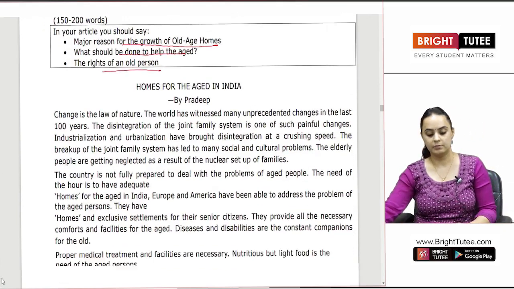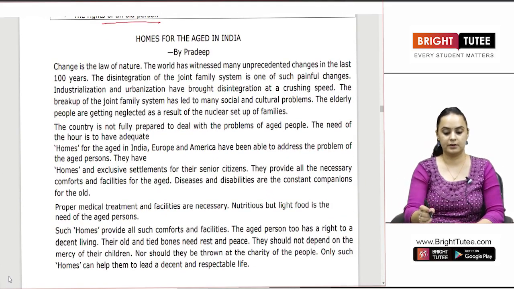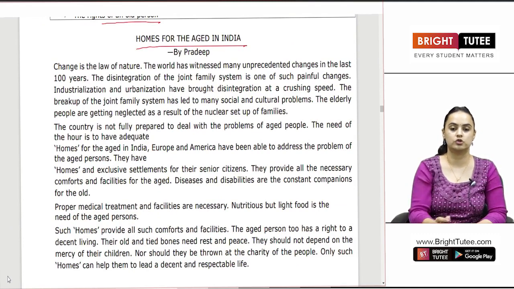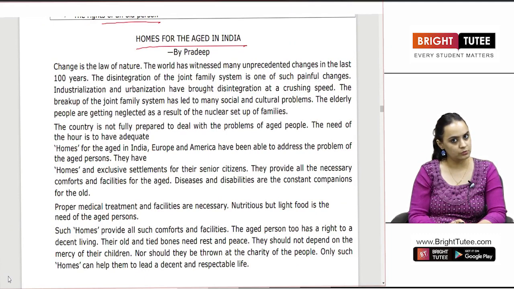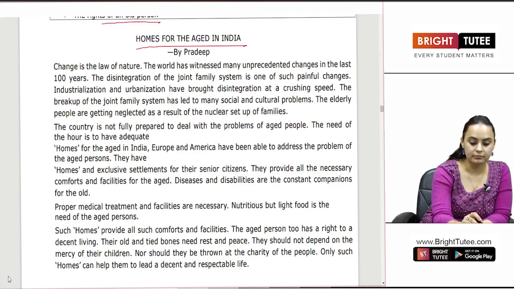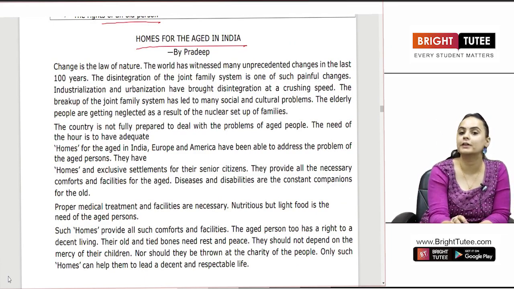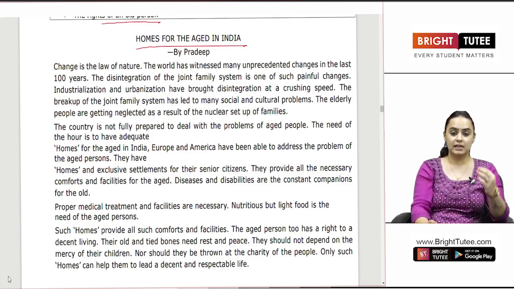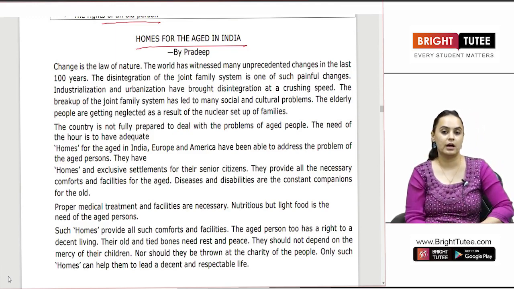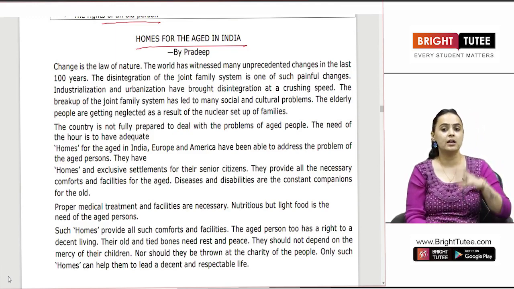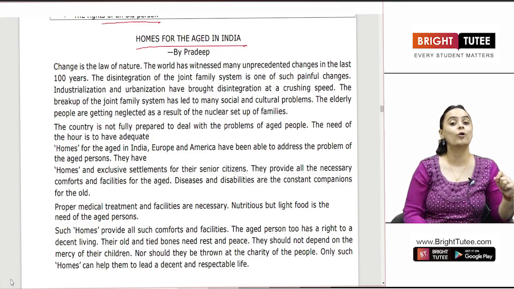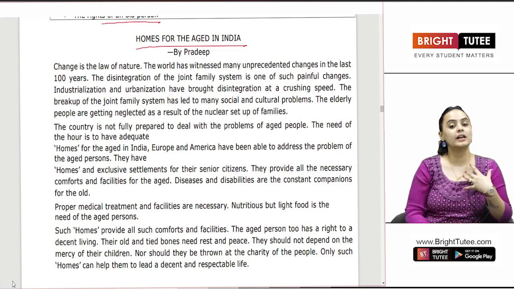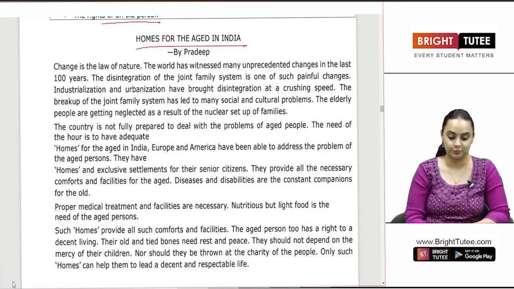So again, we begin with the topic, the title first, which is Homes for the Aged in India, followed by the name of the person who's writing this article. Change is the law of nature. I'm beginning the article on a very intellectual and a very wise note, that change is the law of nature. So nature expects us to change.